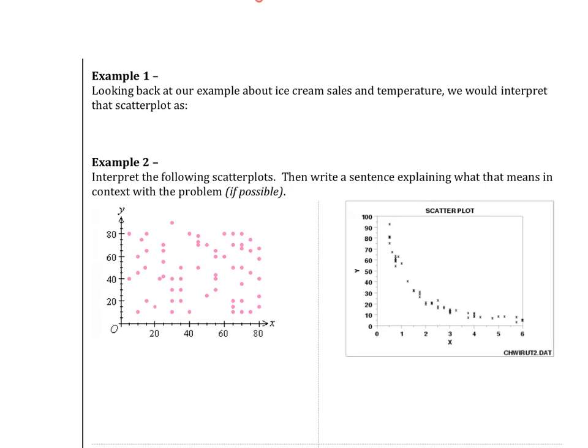All right, looking back at our example about ice cream sales and temperature, we would interpret the scatter plot as, so this is from the last page. If you flip back in the notes to 2.1, where we make a scatter plot for temperature compared to the amount of ice cream sold, the ice cream sales. As temperature went up, so did the ice cream sales. More people bought ice cream. So we would describe this as positive.